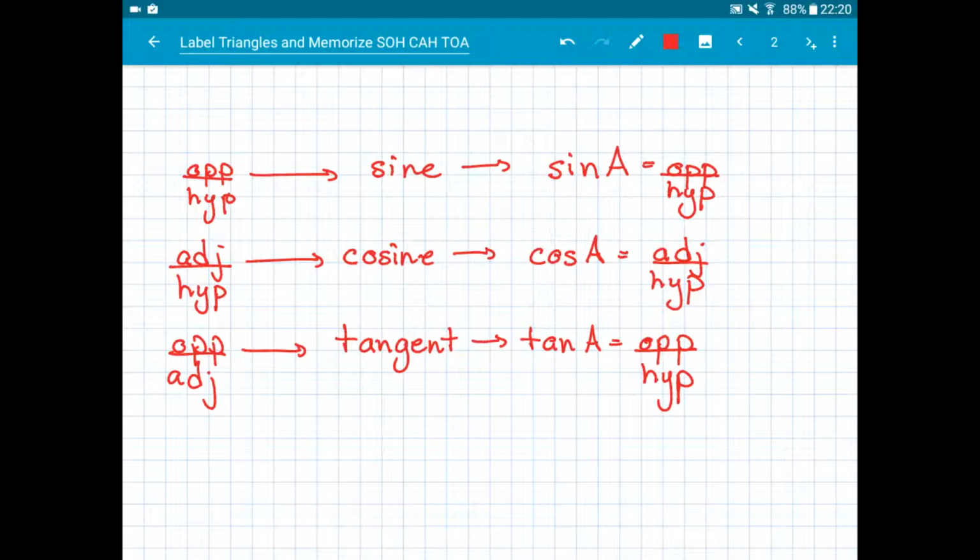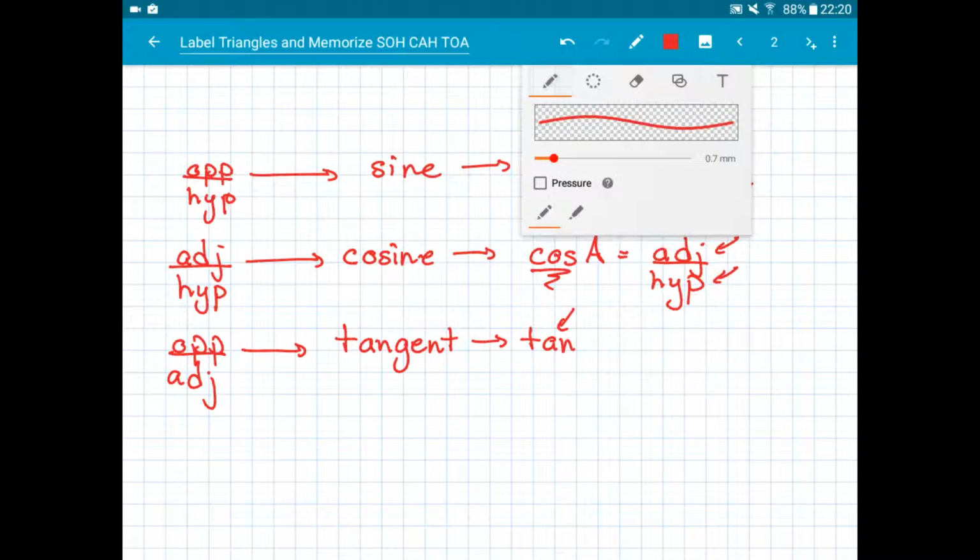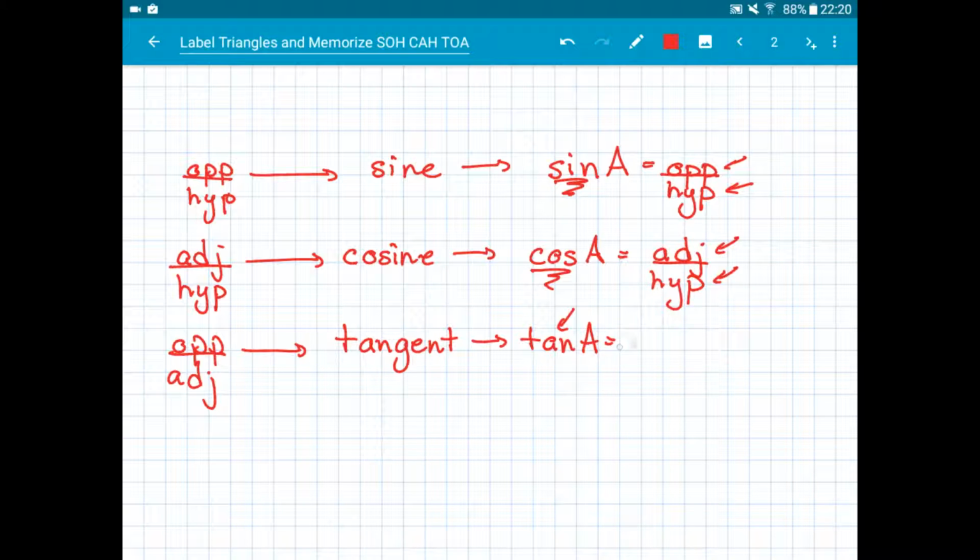So you need to memorize this. You need to know that the sine goes with opposite divided by hypotenuse, and that cosine goes with adjacent divided by hypotenuse, and that tangent goes with opposite divided by, oh, I messed that one up. Let me clean that up. The tangent of A is equal to the opposite divided by the adjacent. Said the right thing, wrote the wrong thing. Okay, so we need to know it's opposite divided by adjacent.